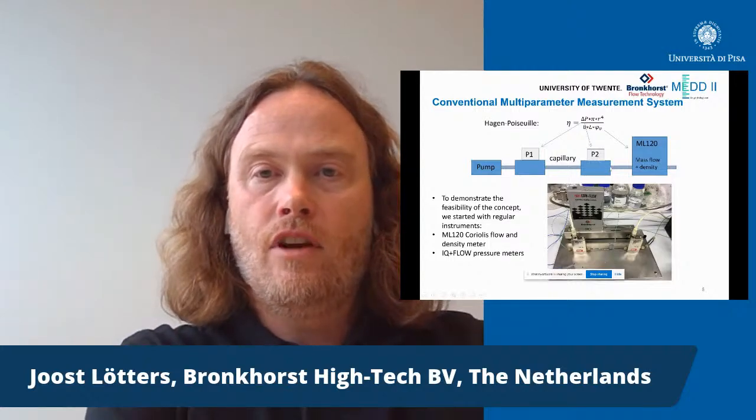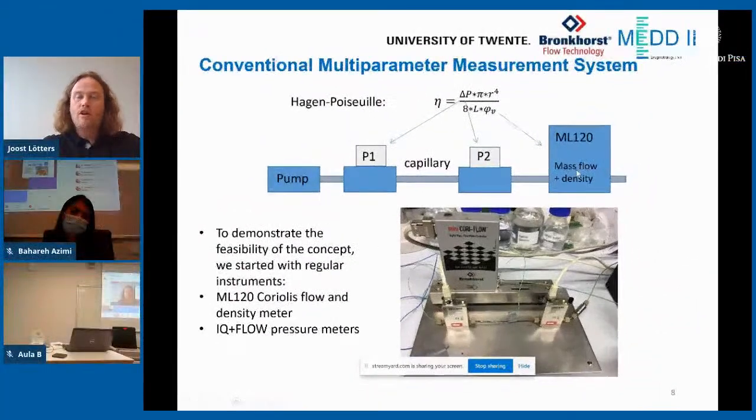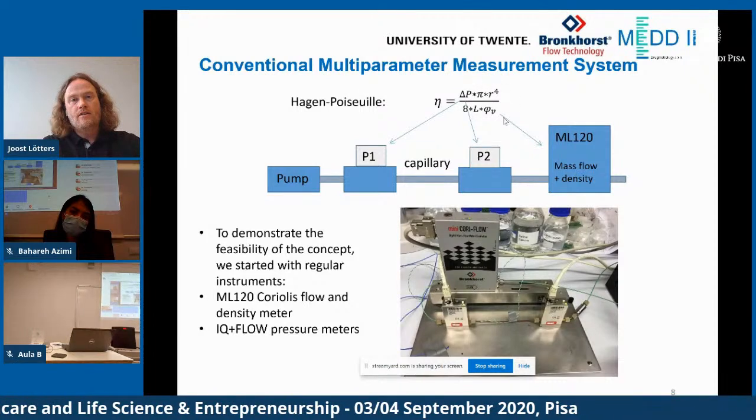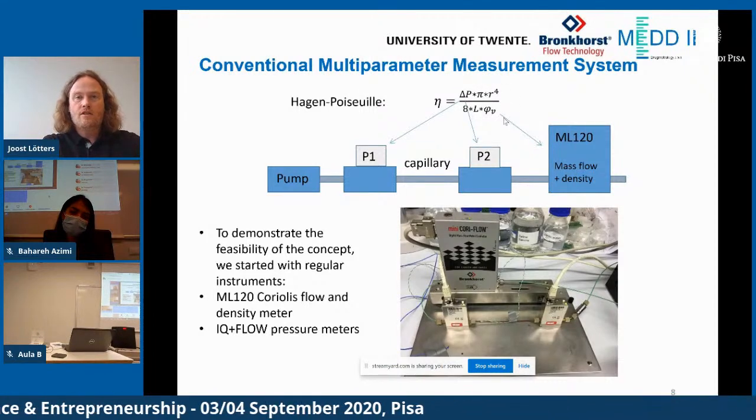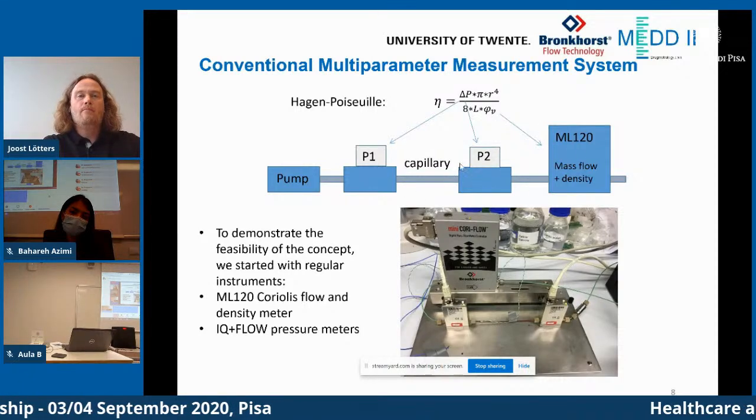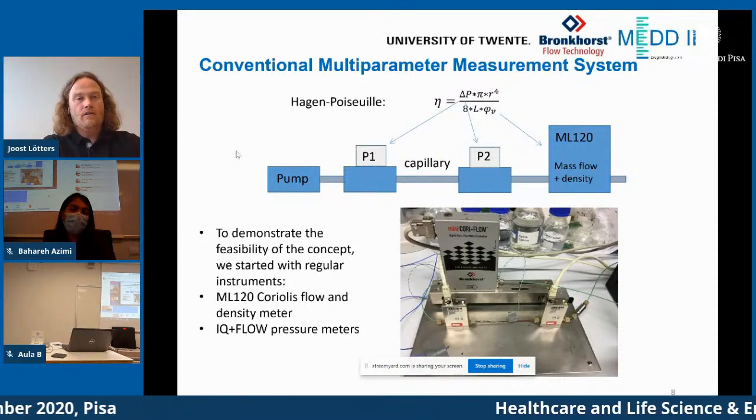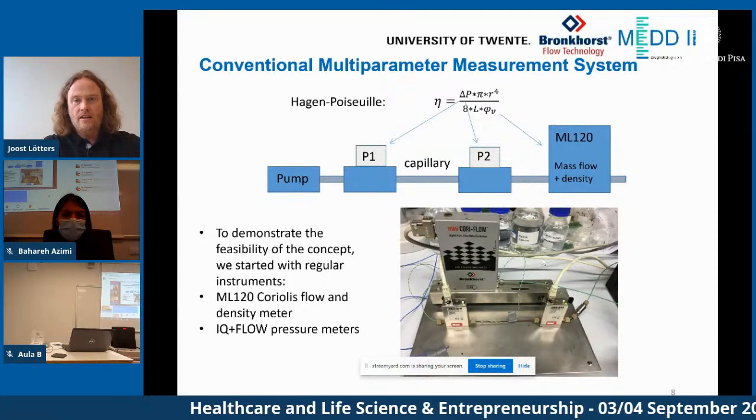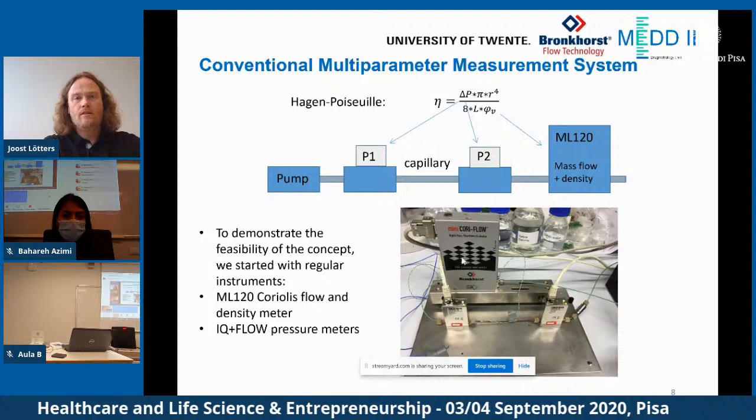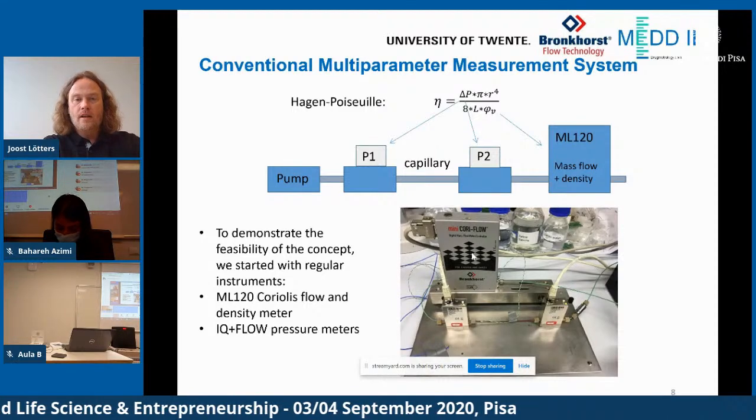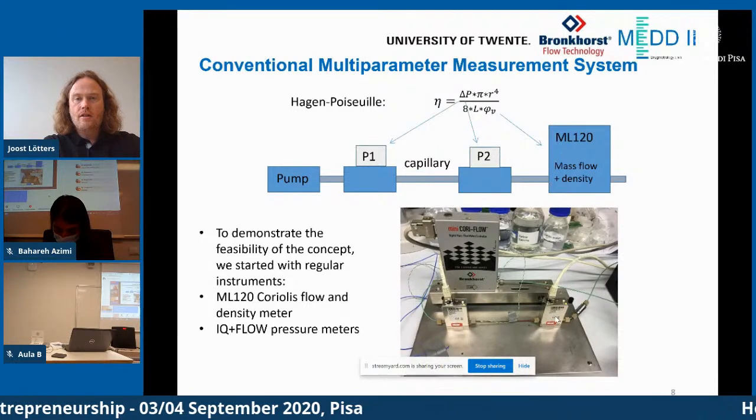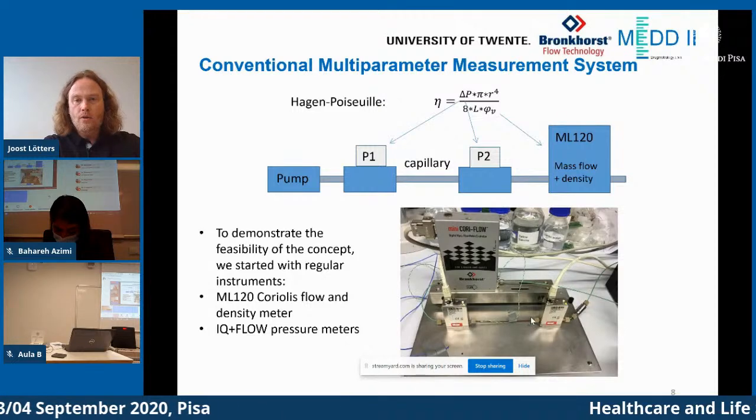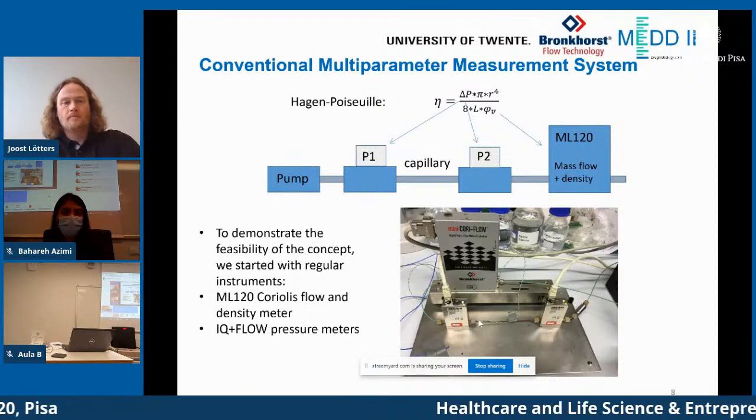And finally, the flow goes to the Coriolis flow meter, which measures the mass flow and density, which are the other factors in the Hagen-Poiseuille equation. So with this setup, we can measure the viscosity of the mixture entering this system. And here you can see the real life setup with the Coriolis flow and density meter. And here you can see the 2 pressure sensors, and in between you can see the capillary tube.